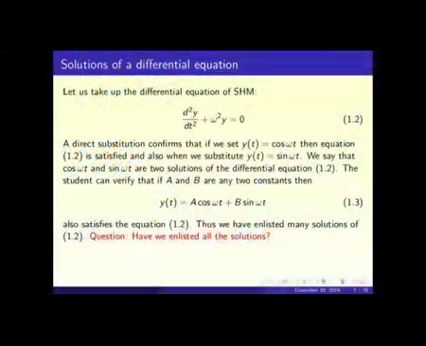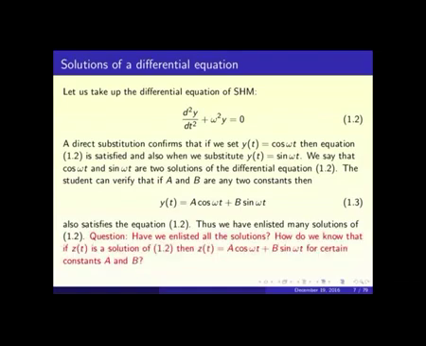However, let us ask ourselves this question: have we enlisted all the solutions? How do I know that this 1.3 exhausts all the solutions? Maybe somebody can be exceedingly clever and produce a solution of 1.2 which is not of the form a cosine omega t plus b sine omega t. This question must be answered. That is, how do we know that if z(t) is any solution of 1.2, then z(t) is of the form a cosine omega t plus b sine omega t for certain constants a and b?